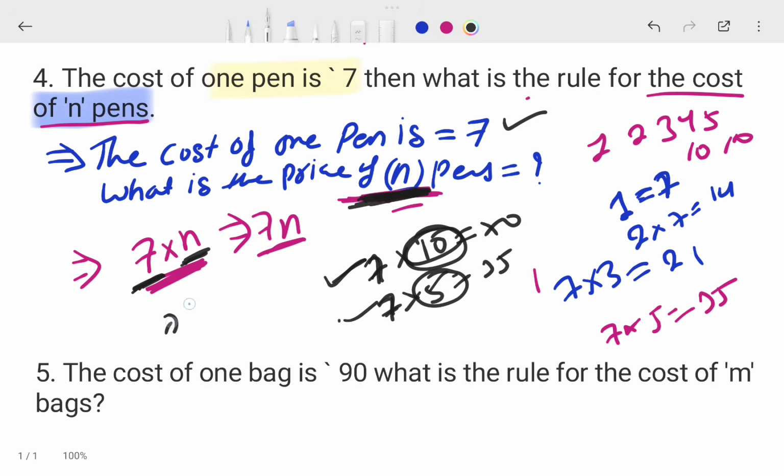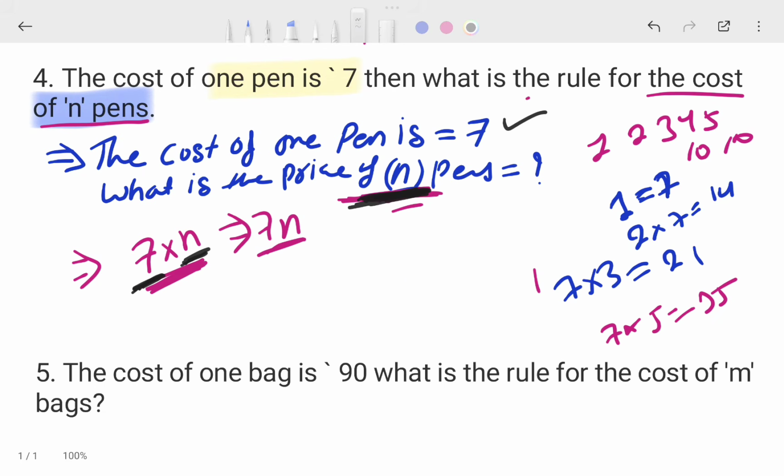If you want to buy 2 pens, write 7 into 2, that's going to be 14 rupees. If you buy 5 pens, write 7 into 5, that's going to be 35. If you need to buy 10 pens, then where it is n, you write 10. So generally this is the number of pens. Now, however many pens you want to buy, you can write it.